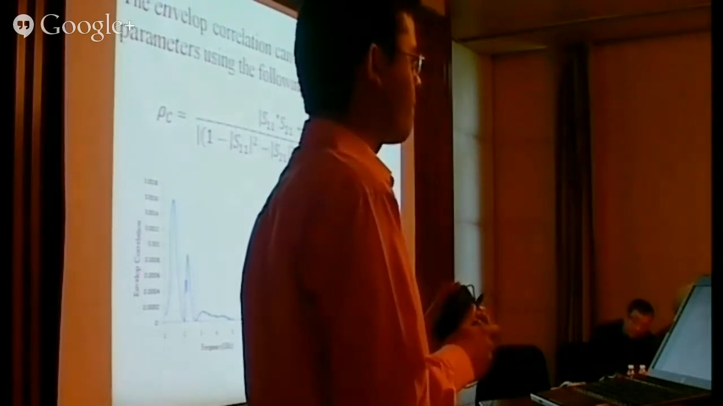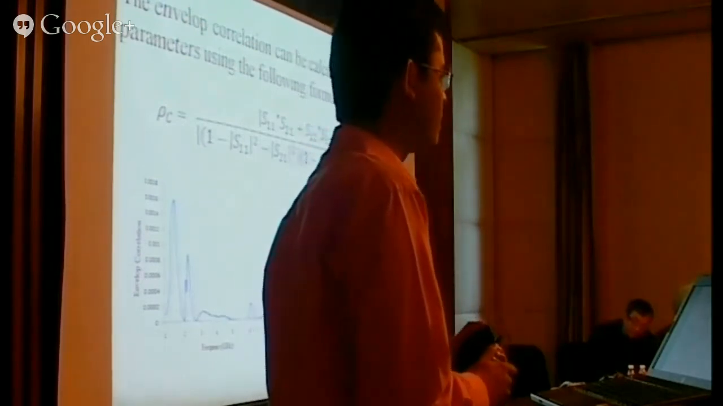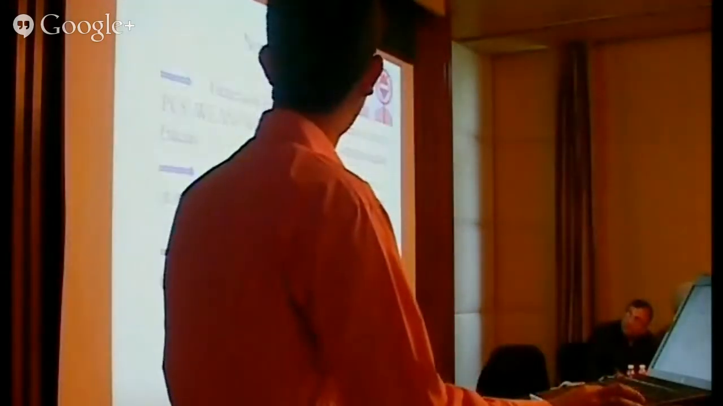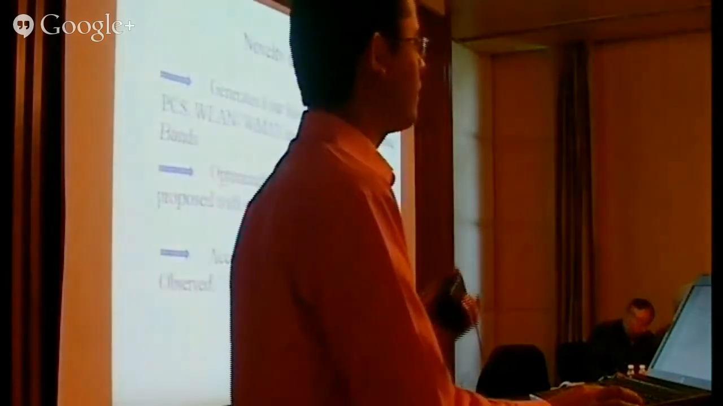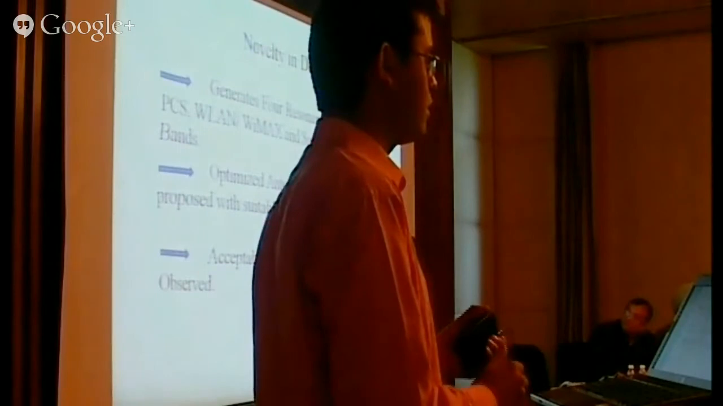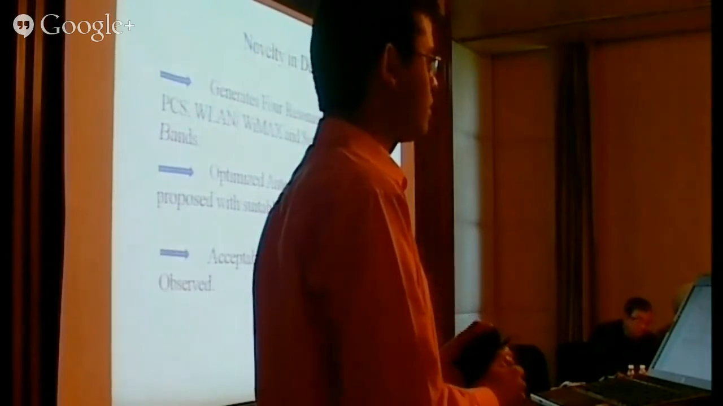What is the separation between the two antennas? That is 10 mm. Lambda by 10? Lambda by 4 or so. Lambda by 10. Yes.